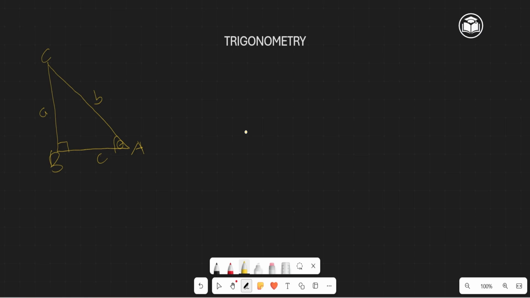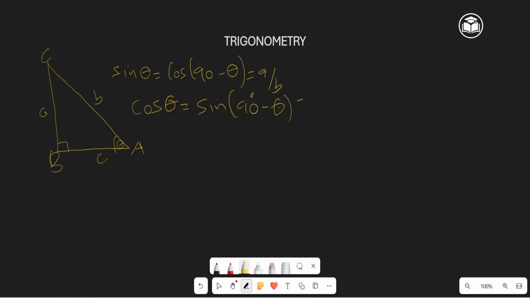Let's now try to say sin theta of this angle. Sin theta of this angle can be cos of 90 degrees minus angle theta, which is A over B. Now let's consider cos theta. Cos of angle theta should be sine of 90 degrees minus theta, which is C over B.